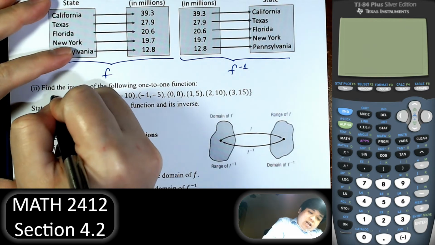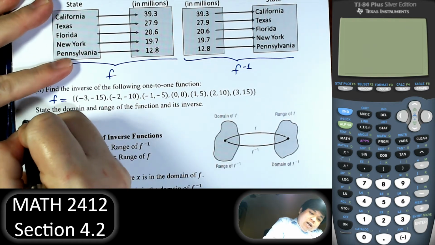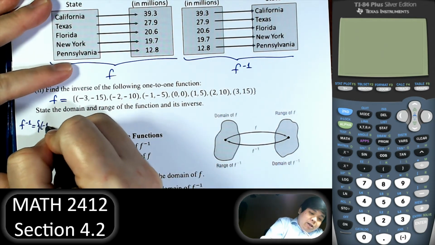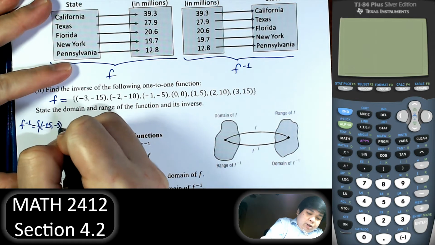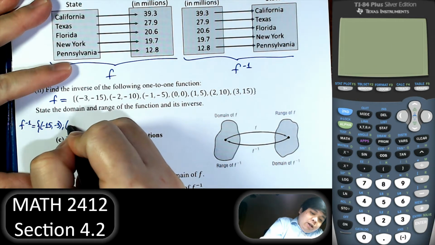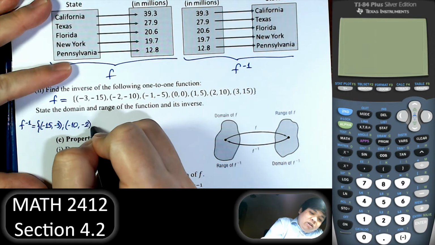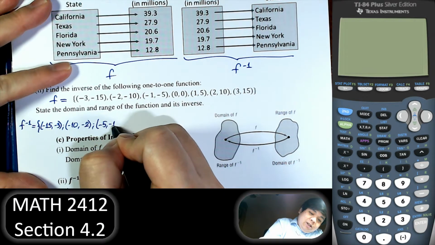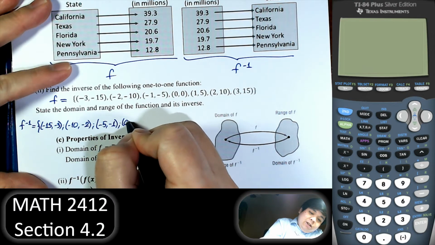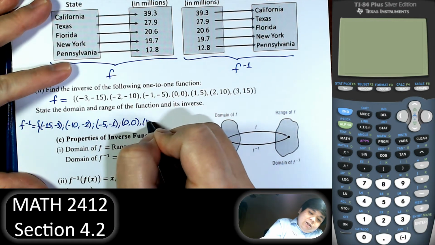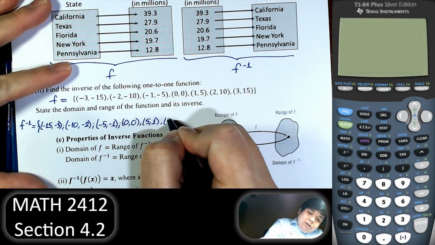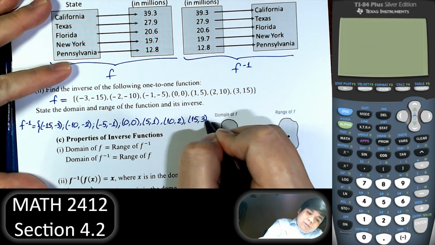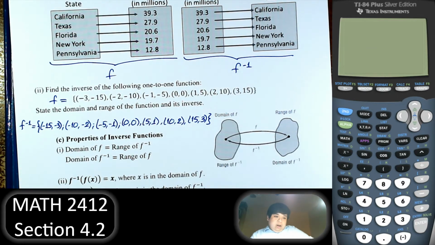So let's say this is the function, then we can write the inverse as follows: -15, -3, -10, -2. I just interchange the entries. So that is the inverse.